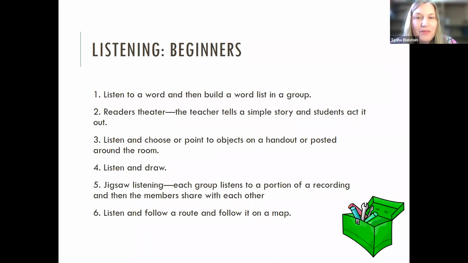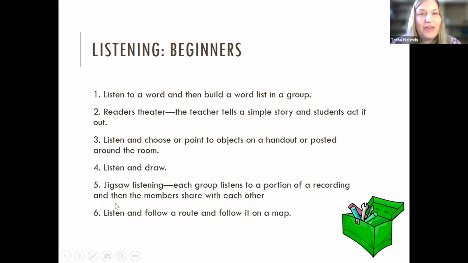Listen and choose, or point to objects on a handout or poster around the room for really low level learners. You just say, okay, I'm saying this word, like boots, and they have to point to the boots, or we could play the slap game again too. Listen and draw something. You say the word, they have to draw it really quick.